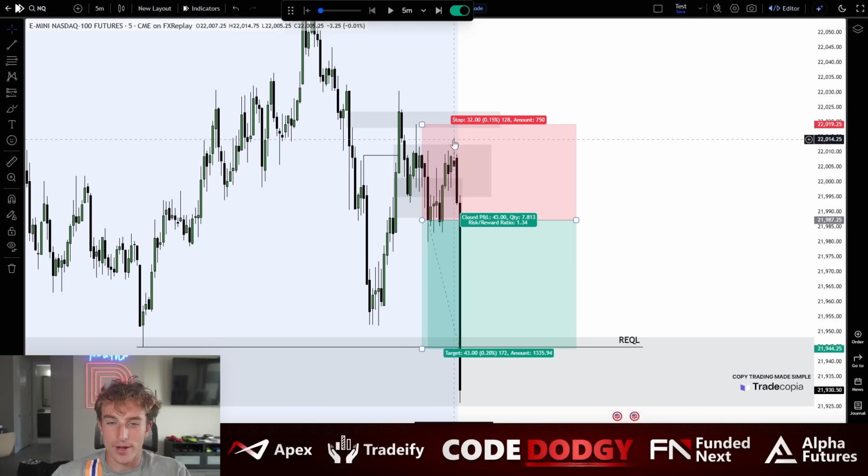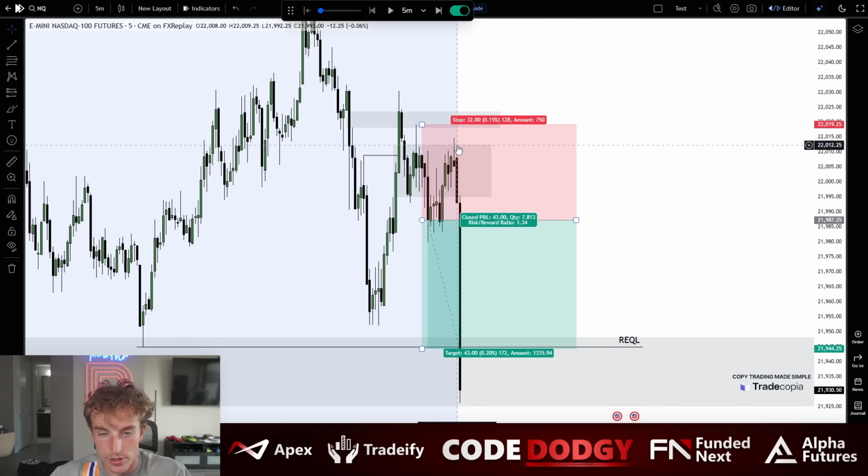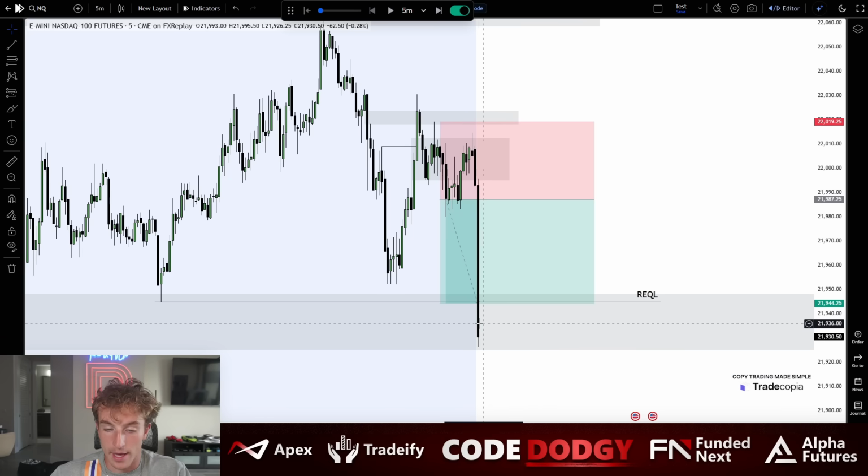But generally speaking, if we close above the inversion again, like if we close below, then back above the inversion again, I typically get out. But thankfully, we opened, we only wicked up here. We did not close above, and 930 is stumped.